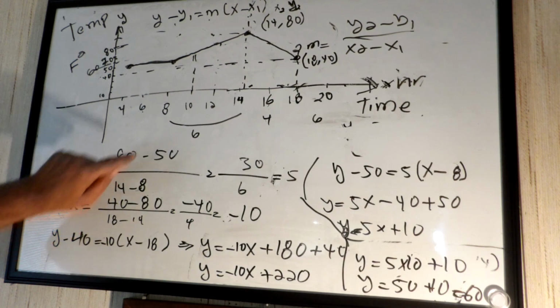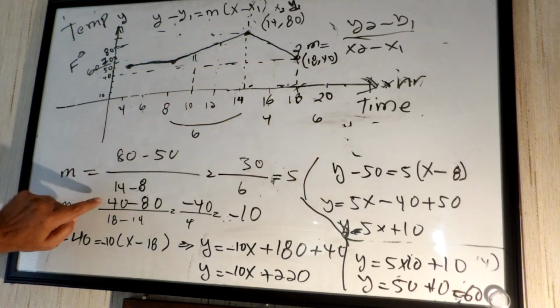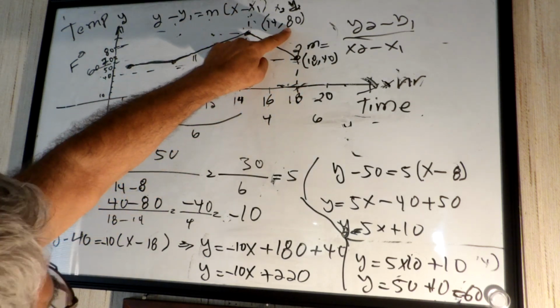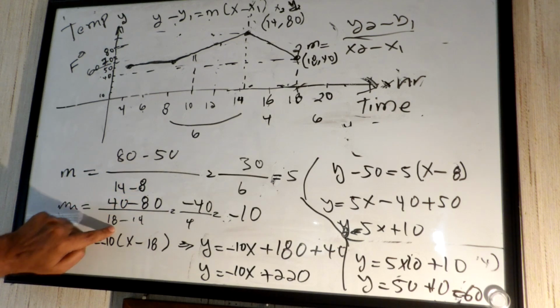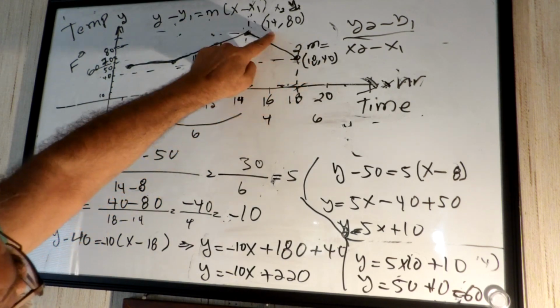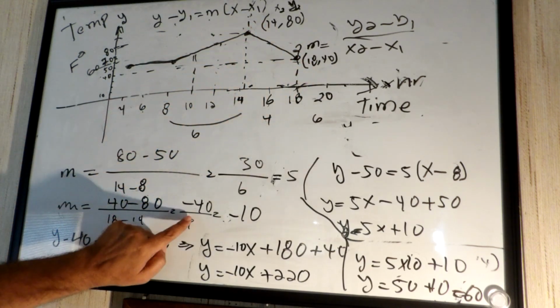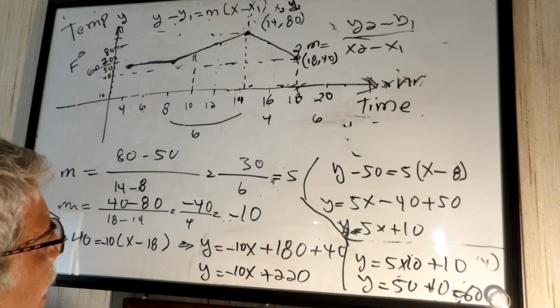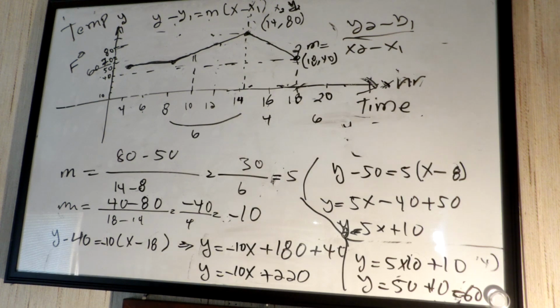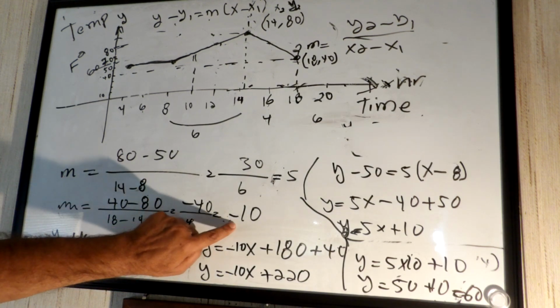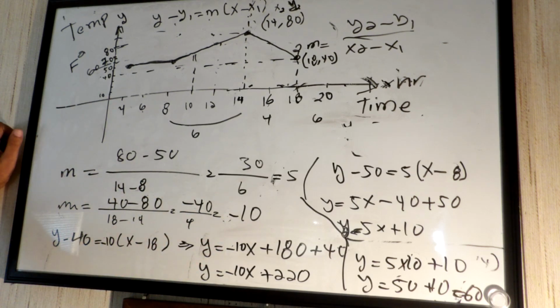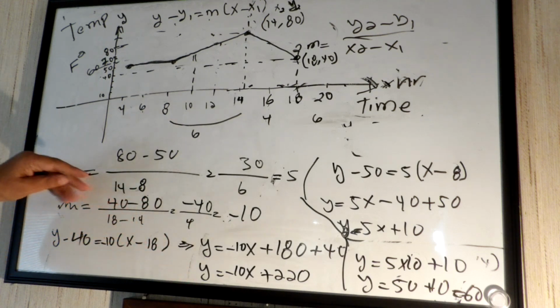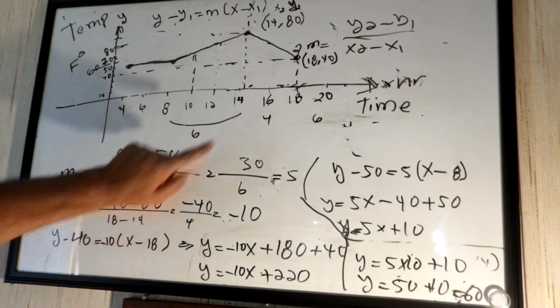So we say y2 is 40 minus y1 is 80, over x2 minus x1, 18 minus 14. That's going to be minus 40 divided by 4, which is going to be minus 10. The slope is negative. Minus 10 Fahrenheit per hour, so every hour it's reduced by 10. Okay.